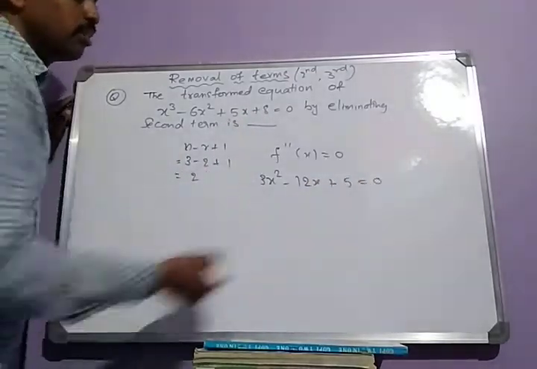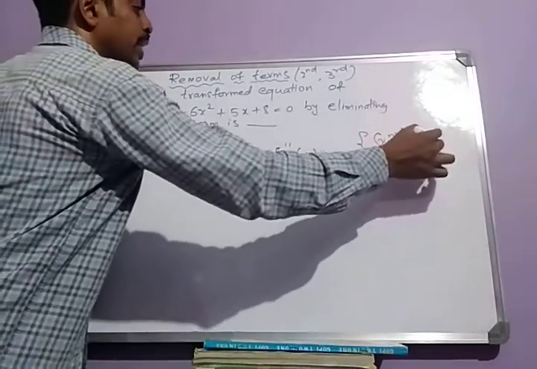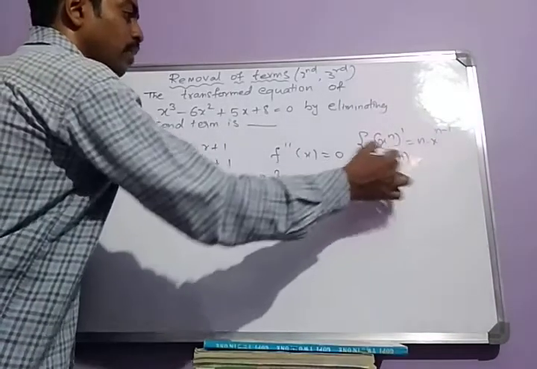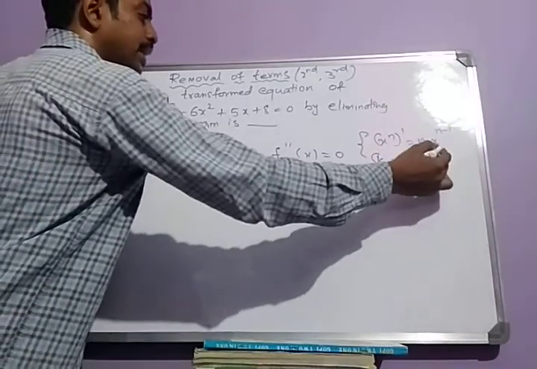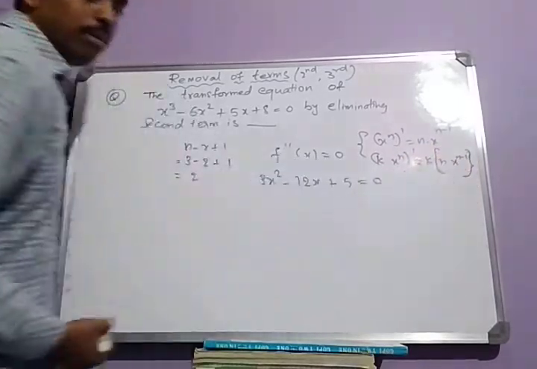How I got this: please apply this formula. The derivative of x power n is equal to n into x power n minus 1, or if it is k into x power n whole derivative, it is nothing but k times n into x power n minus 1. Please use this formula. You got it?